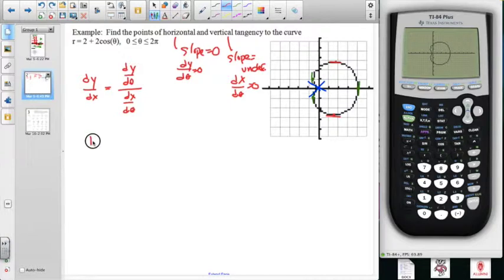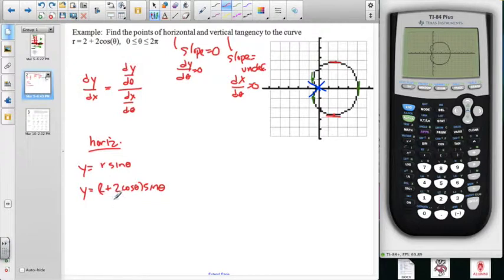So let's take a look at our horizontal tangencies. So we're looking at getting our parametric equation of this polar equation. And so we're looking at using the definition of y equals r sine theta. And so we have our parametric Cartesian equation is 2 plus 2 cosine theta times sine theta. So that is our function. And it's Cartesian because it's a y equals. It's in parametric form. It's in terms of theta.